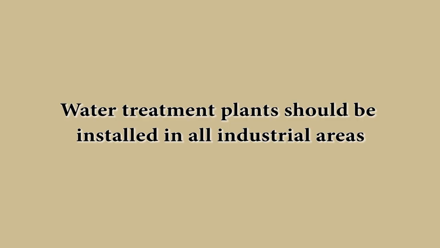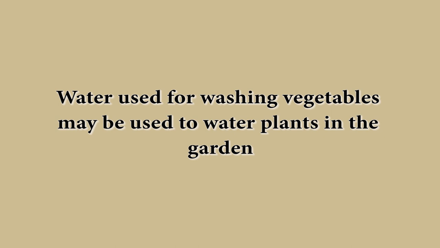Industries are supposed to treat the waste produced before discharging it into water. Water treatment plants should be installed in all industrial areas. We can also think of creative ideas like reusing water used for washing and for other household tasks. For example, water used for washing vegetables may also be used for watering plants in the garden. Unless we all realize our responsibility and start using environment-friendly processes, the very survival of our planet is in danger.